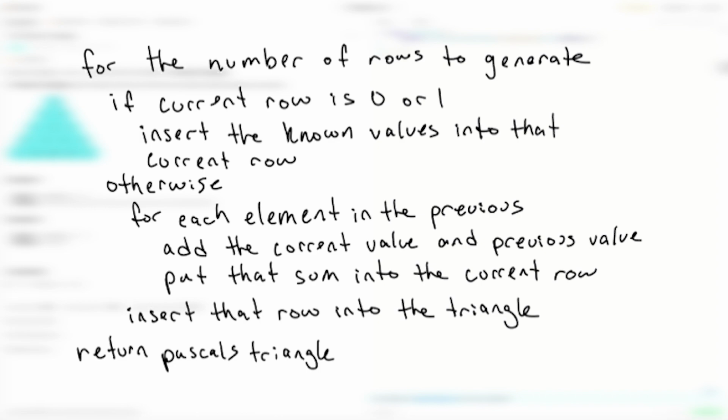So that is our basic logic. Let's take a look at the example that we can come up with. For our example, we're going to use numRows equal to 5. So we're going to say i equal to 0. For i equal to 0, we know this is the first row, so go ahead and set the first row to 1. We know that's the default. Then for i equal to 1, this is the second row. Once again, we know the default value, so we're going to set row equal to 1, 1.